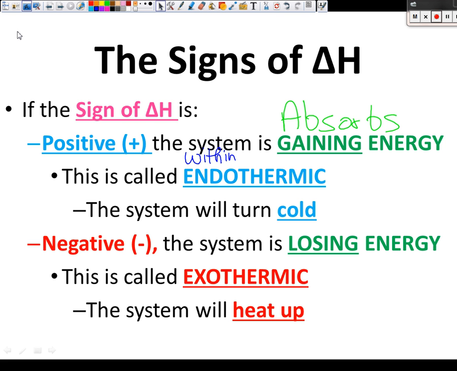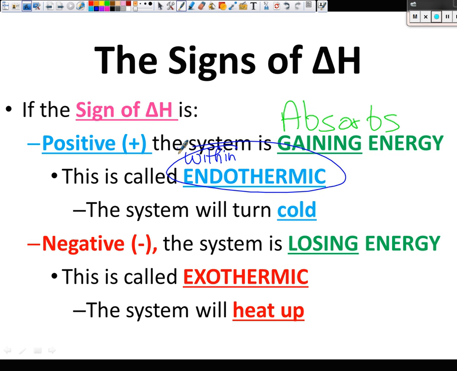Okay? So, that's a positive delta H gaining energy. We're going to call that thing endothermic. Keep this name in your vocabulary. It is not going anywhere. Endothermic. What happens if the sign of delta H is negative? Well, first of all, it's losing energy. What's another way to say losing? Releasing.